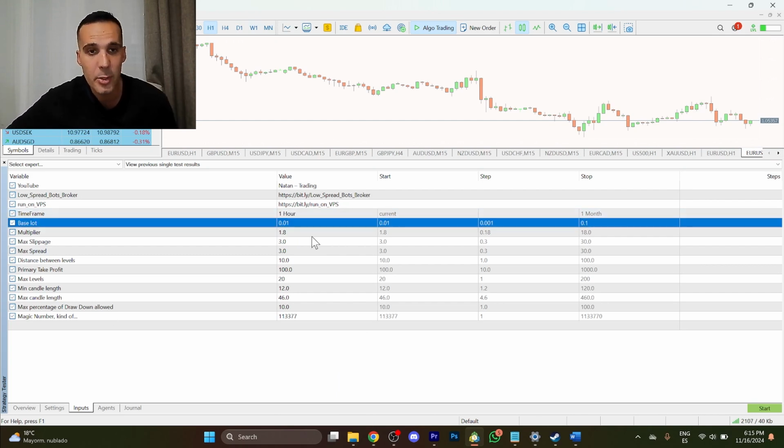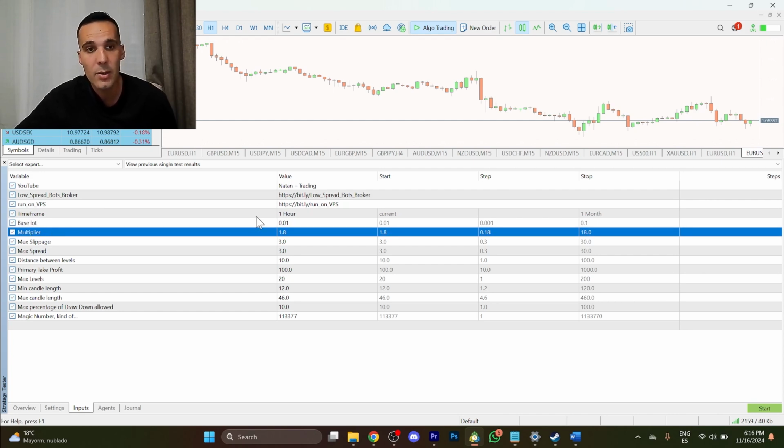Base load. This is a very important parameter. The base load, it is on 0.01, which is a really low. I would say the lowest, at least for this broker, it is the lowest lot size possible for us to trade. But it is going to be our first trade. It doesn't mean that all of our trades are going to be set on 0.01 lot size. This is going to be the first one. Why? Because we have multiplier. The robot is going to be multiplying our lot size every time that the market goes against us. It's kind of a martingale, but not exactly.